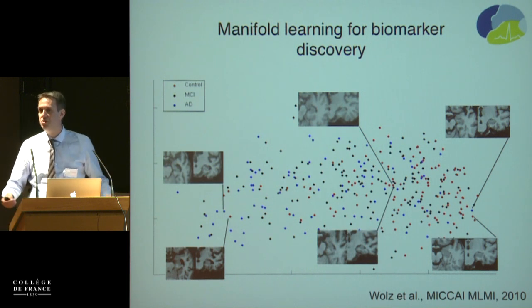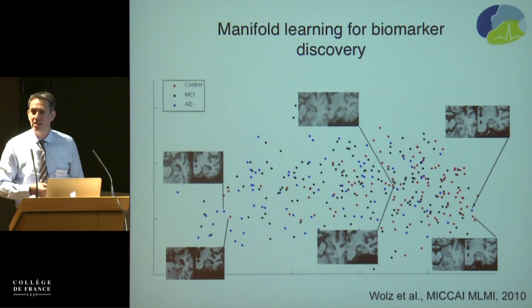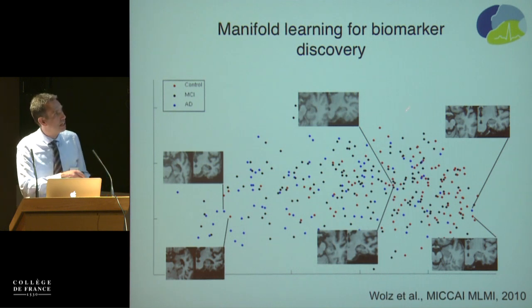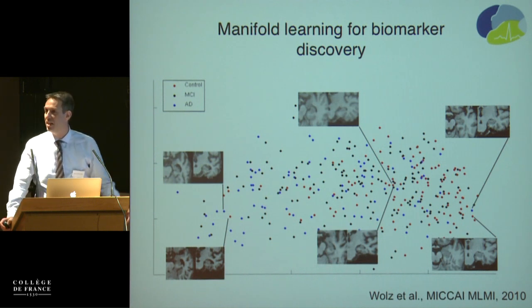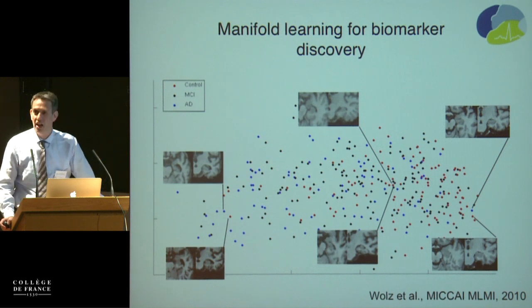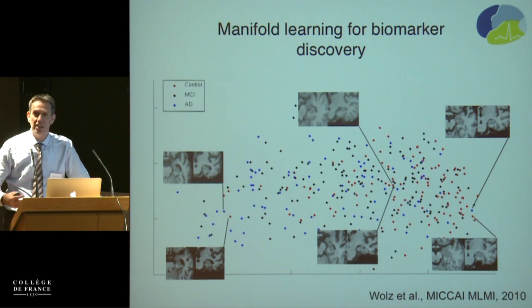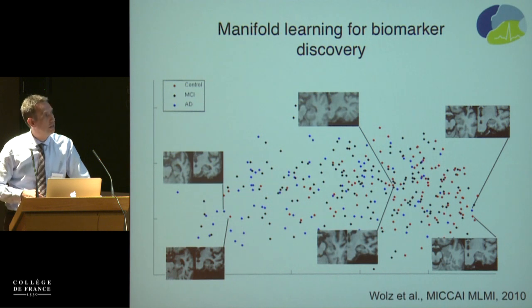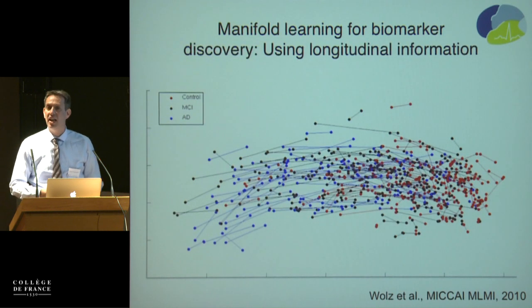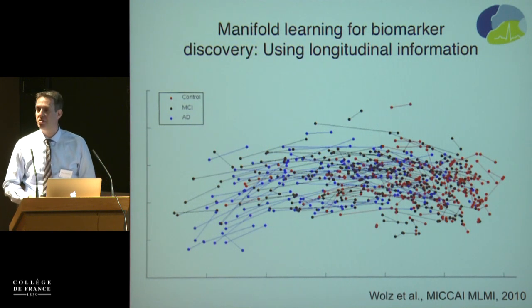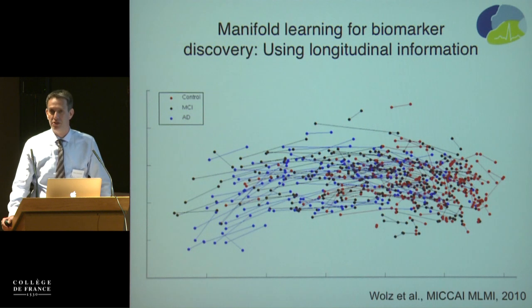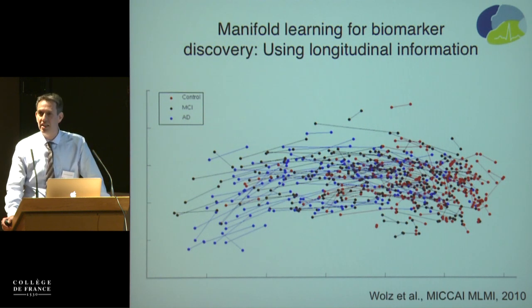But if I would ask you, can you find, for example, a plane which separates normals from Alzheimer's patients, you would probably say, no, that's not going to be possible. There is not enough separation. However, one thing we can do is we can look at temporal information. We can actually study how every subject, as the brain is aging, moves through this manifold. And suddenly we start to see a very clear pattern.